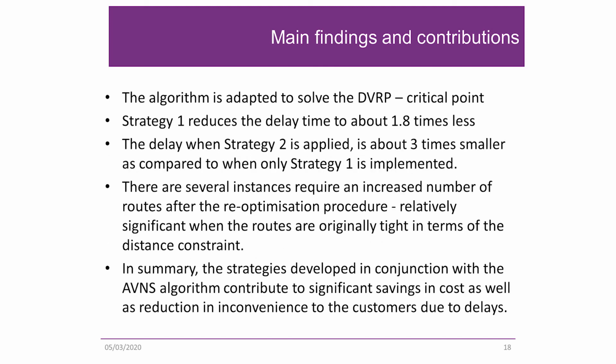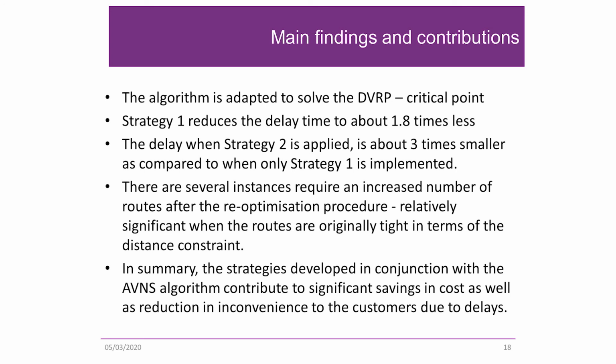We have adapted our algorithm to solve the dynamic VRP with the introduction of a critical point. Strategy 1 reduces the delay time caused by the accident to about 1.8 times less than when none of the strategy is considered. The delay when strategy 2 is applied is about 3 times smaller as compared to when only strategy 1 is implemented. So it is significant that with the strategy we introduce, it can reduce the delay time.